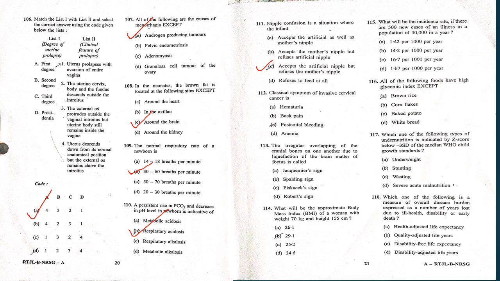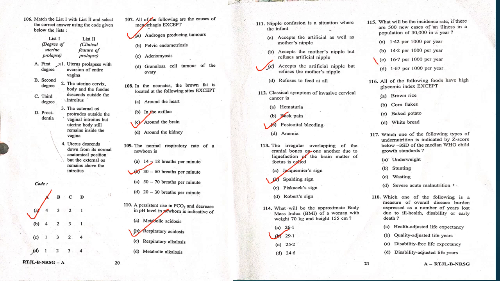Classical symptom of invasive cervical cancer is postcoital bleeding. The irregular overlapping of the cranial bone on one another due to the liquefaction of the brain matter of fetus is called Spalding sign. What will be the approximate body mass index of a woman with weight 70 kg and height 155 cm? তোমরা সবাই জানো weight by height square, এটা অপশন বি। What will be the incidence rate if there are 500 new cases of an illness in a population of 30,000 in India?